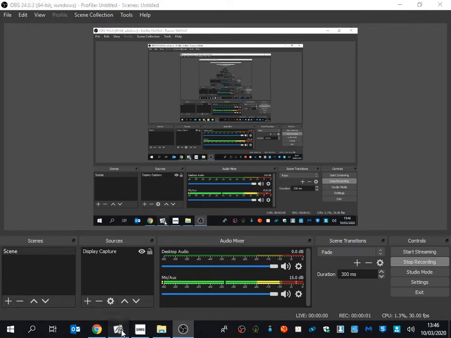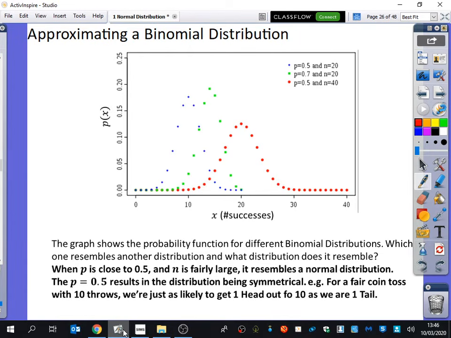Okay, so we're going to be looking at one of the last bits now. We're going to be looking at approximating a binomial distribution. Now, I have got on this graph the actual representations of the binomial distributions. Each of these dots represents the probability of that number of outcomes for a binomial distribution.